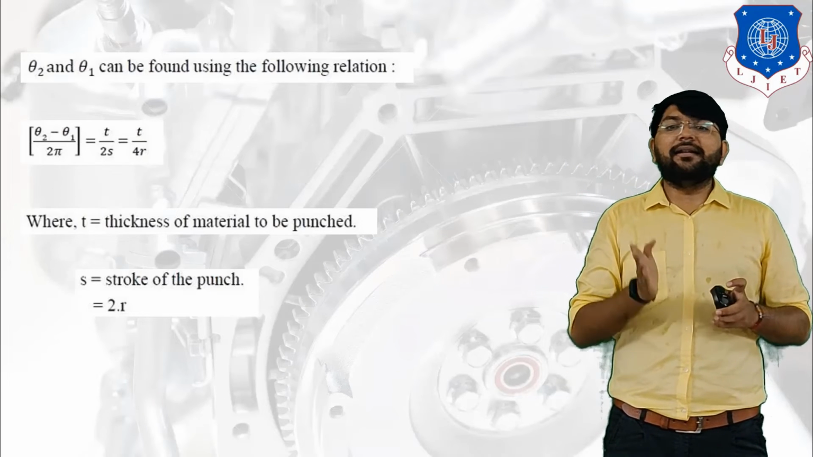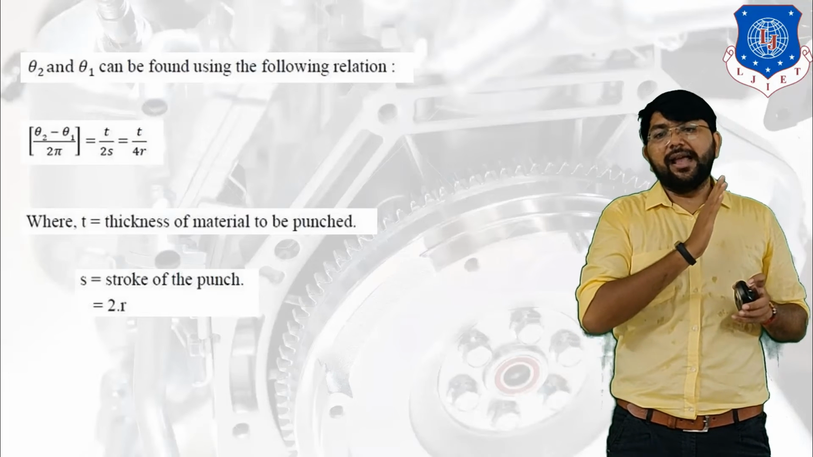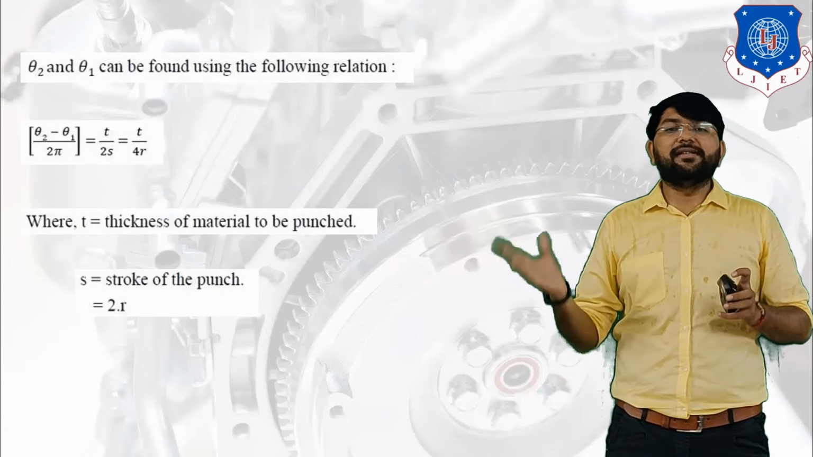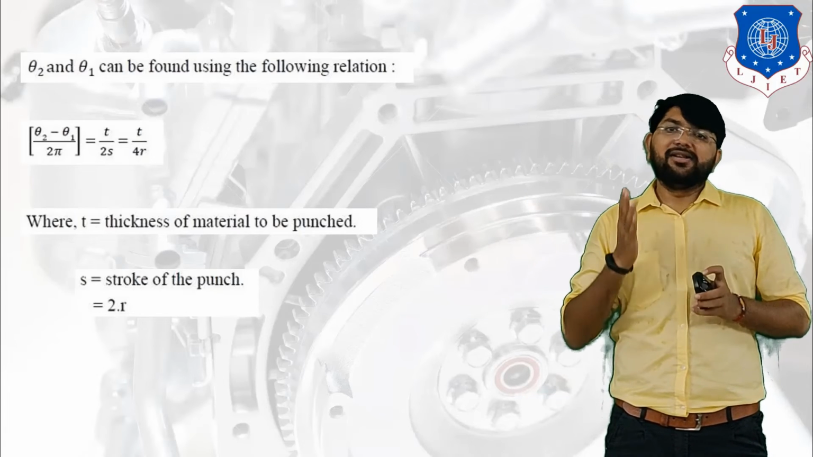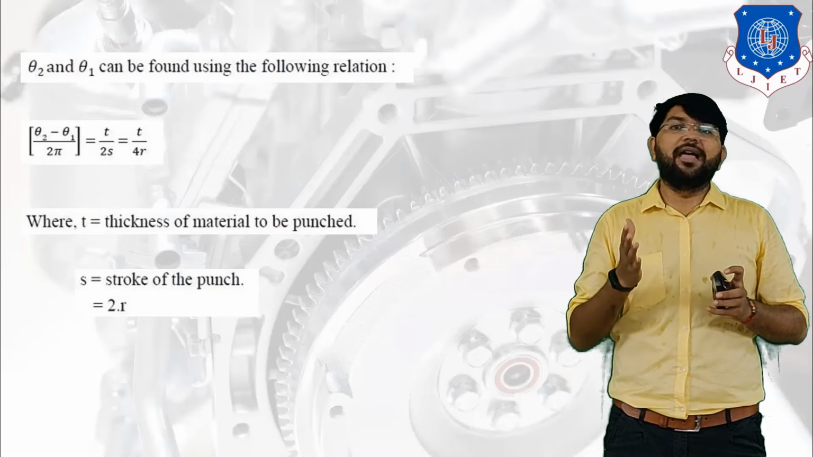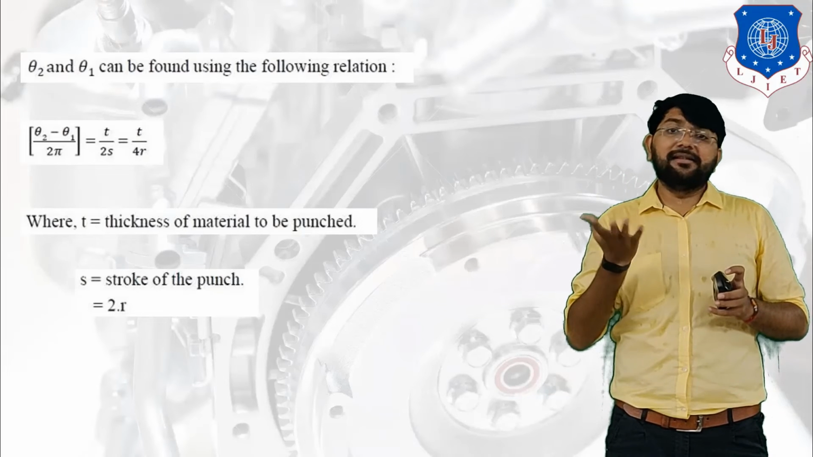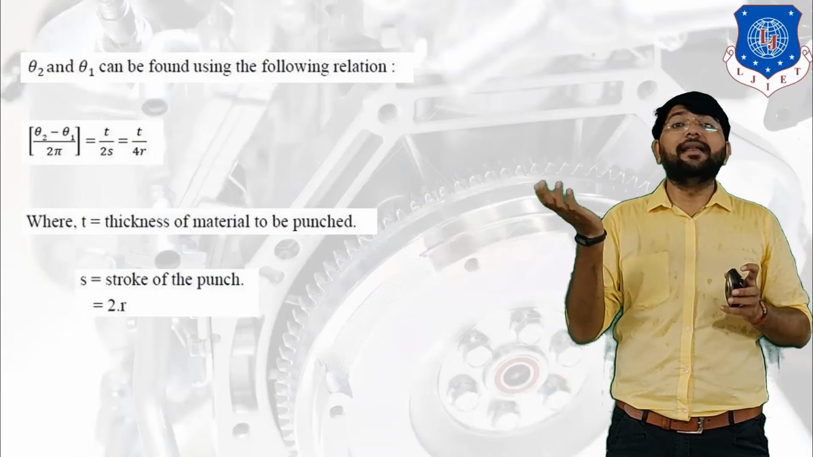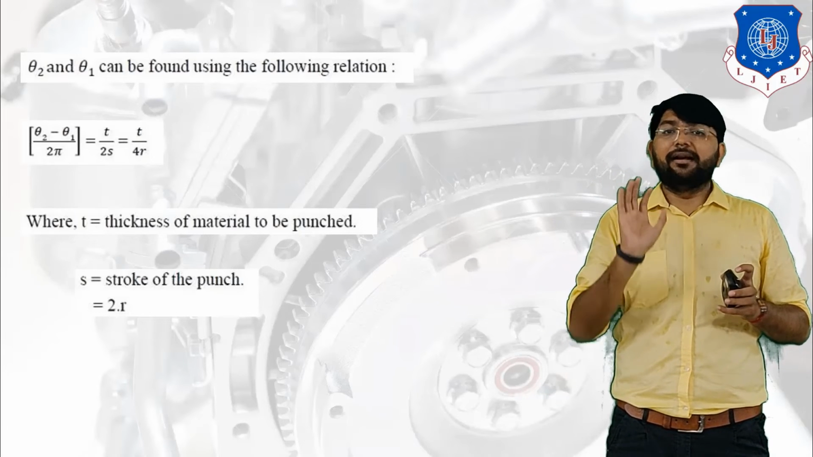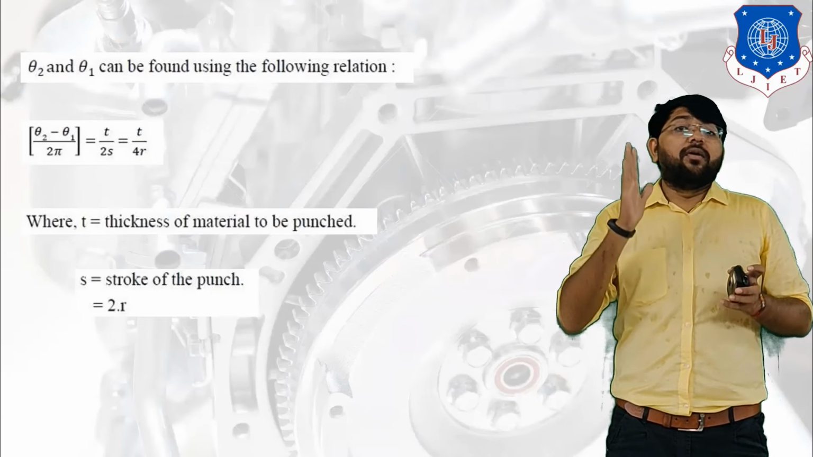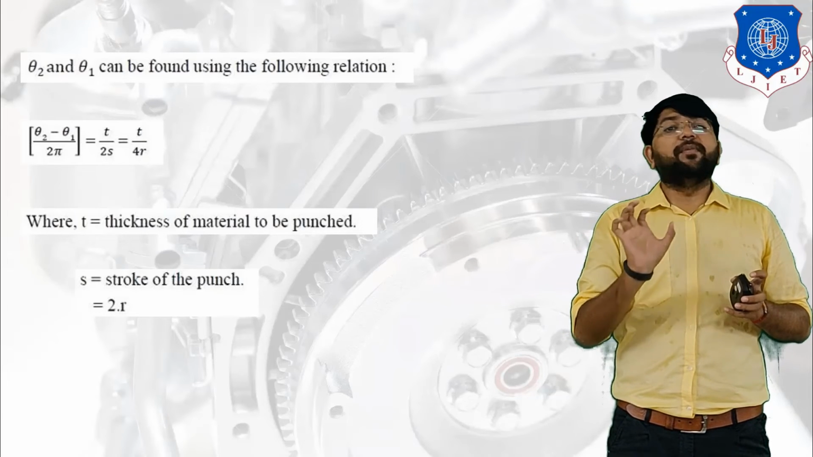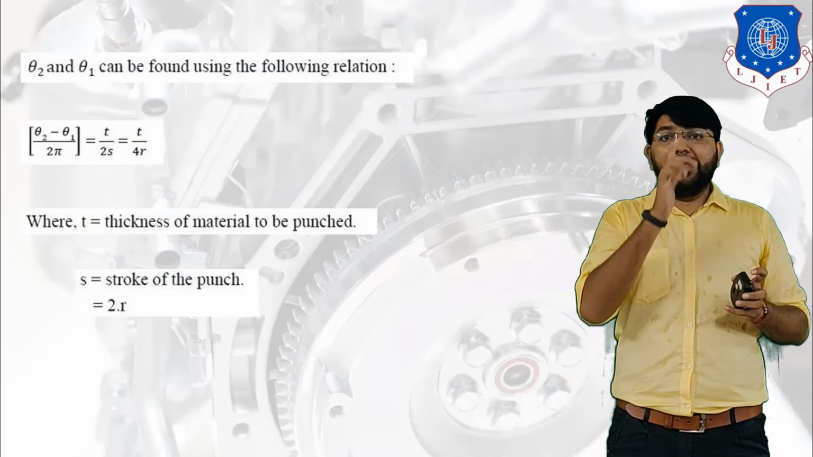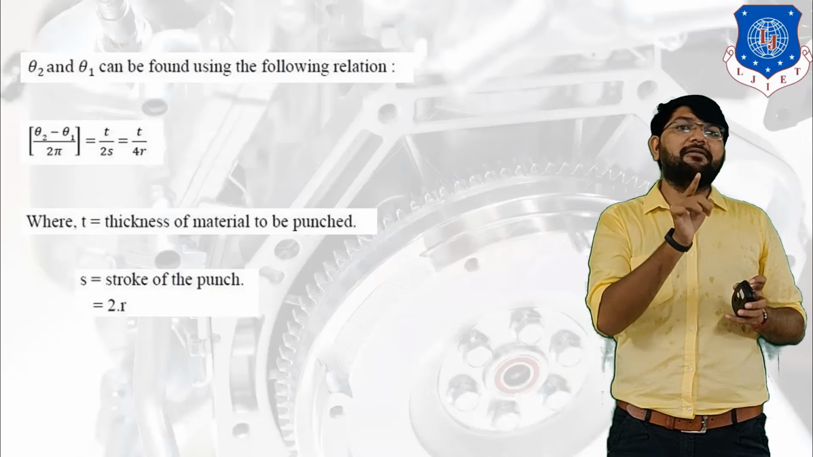Clear? Here T indicates the thickness of the material to be punched and S indicates the stroke of the punch, and one stroke is equal to 2 times the radius. So this is the working of the flywheel in the punching press. The application of the punching press is to make a hole in a material, that is, in a plate. In this case shear stress comes into the picture, and you all know the equation of shear stress is force upon area, and the area of this sheared hole is pi d1 into t1.